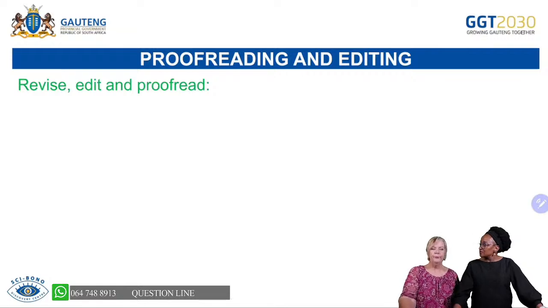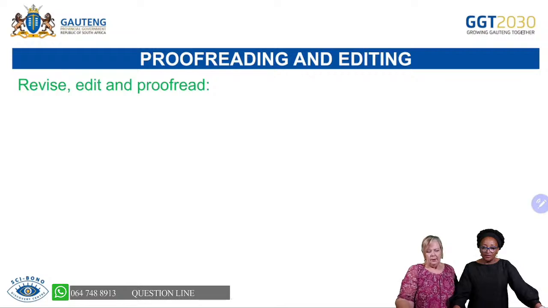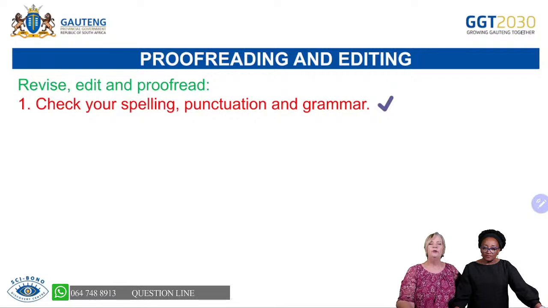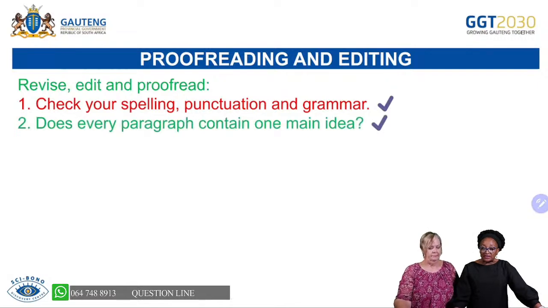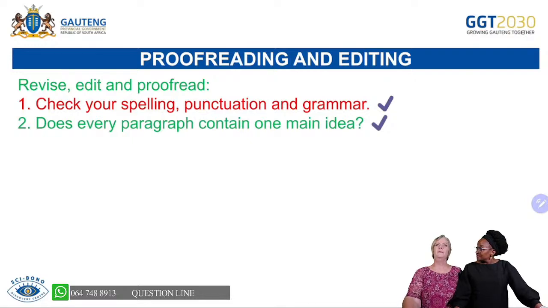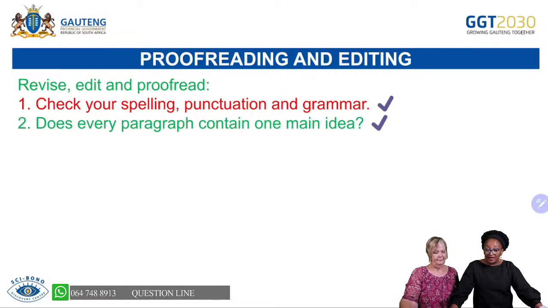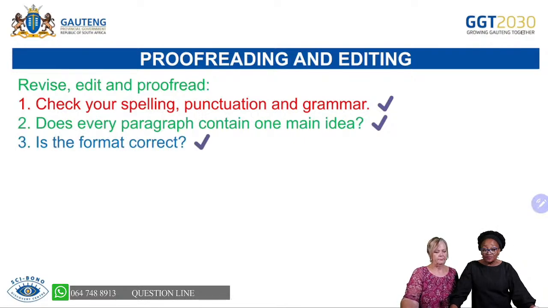Now we move to the proofreading and editing. When we revise, edit, and proofread, we do the following. Yes, the first thing that you need to do, you've got to check your spelling. Second, punctuation and your grammar as well. I jumped the gun. I'm sorry. Secondly, does every paragraph contain one main idea? You've got to check that as well. Is the format correct? Do you have an introduction? Do you have a body? Do you have a conclusion?